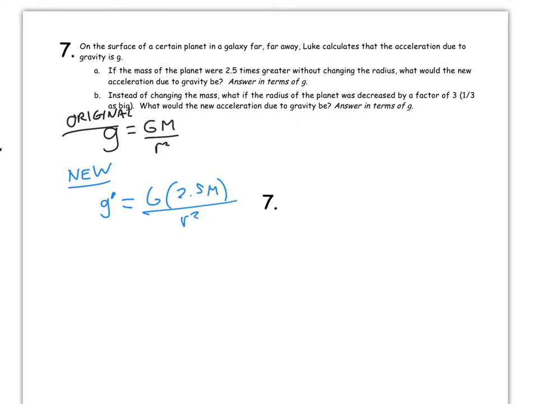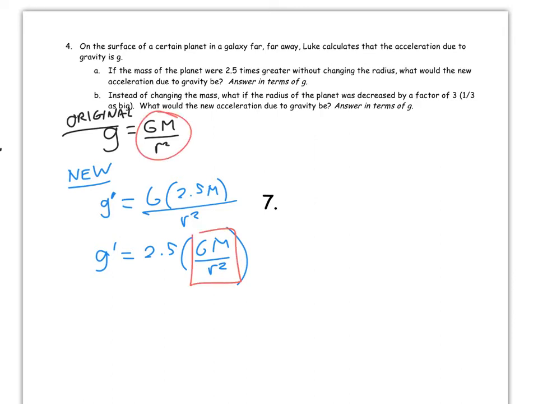There are a few ways of combining these to ultimately solve for this. The easiest thing, I think, is to just factor out this 2.5 here. So I'm going to say g prime is equal to 2.5 times GM over r squared. We just move that constant out in front. This right here happens to be our original, and so that means that our new acceleration due to gravity is just going to be 2.5 g. And that makes sense because the acceleration due to gravity is directly proportional to the mass. So if the mass is 2.5 times as much, so will our acceleration due to gravity.